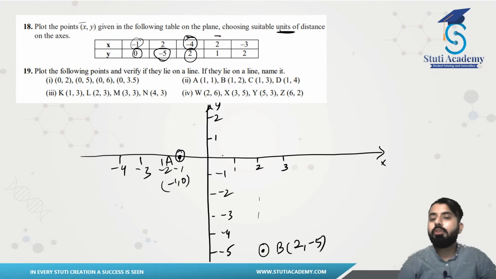Then we have negative 4 comma 2. Now we are moving 4 units on the left hand side and 2 units upward. So 4 on the left, 2 up. So it should be this one. Let's say this is the point C whose coordinates are negative 4 comma 2.